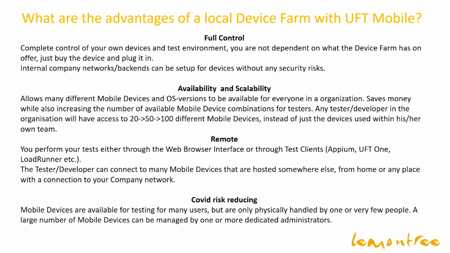Availability and scalability. If you are a large organization, let's say a big company or a government agency, for example, you can, even though you are sitting in many different geographical locations, make a lot of mobile devices available for everyone in the organization. This will save money and it will increase the number of available mobile device combinations for the testers in the organization. So you have access to, let's say, 100 mobile devices, different OS versions, different manufacturers, instead of just the devices used within your own team.